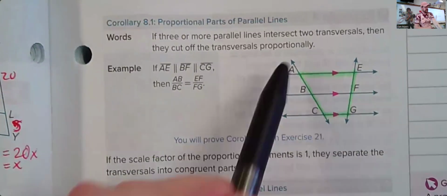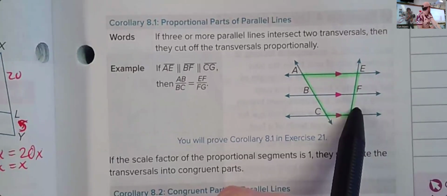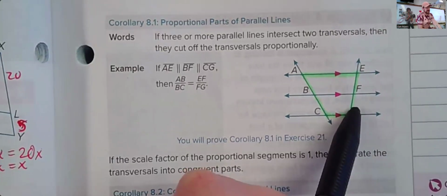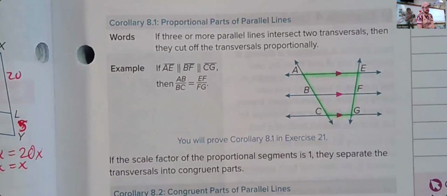So AB to BC is equal to EF to FG, which is exactly the same thing as the triangle proportionality theorem, except it's not being used with a triangle here. It's technically being used with a trapezoid. But the math is the same.